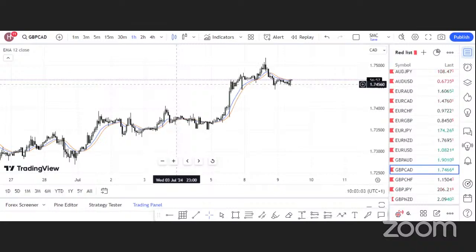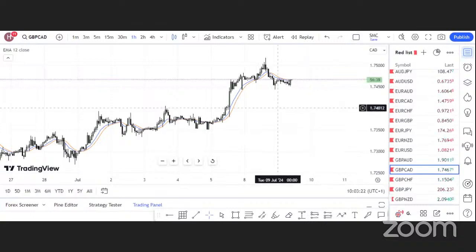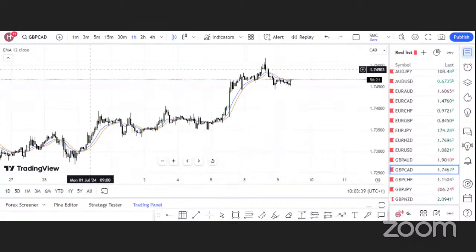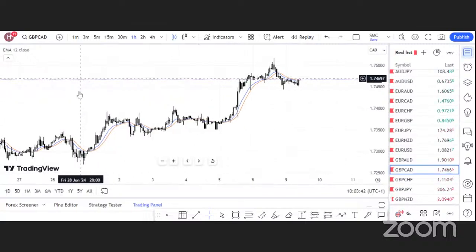So what we're going to be doing today is just to show you guys how analysis is done properly. If you want to become a profitable forex trader, the first thing you want to know how to do is how to analyze the market. So you want to know how to properly analyze the market for you to get the direction of the market, of the trend. And that's what we're going to be doing today.